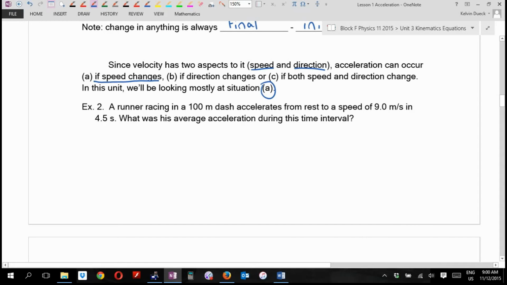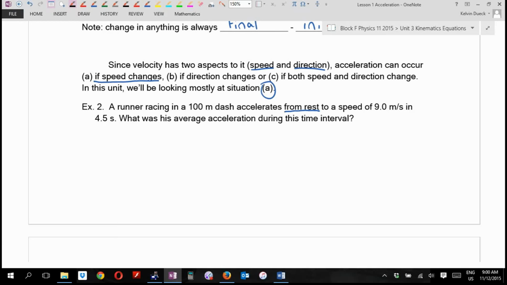So, example 2, a runner running in a 100-meter dash accelerates from rest. All of us underline the word from rest. That's one of those trigger words that I will always mentally or actually underline because it means something. To a speed of 9 meters per second in 4.5 seconds, what was his average acceleration during this time interval? What's this question asking me to find? Acceleration.